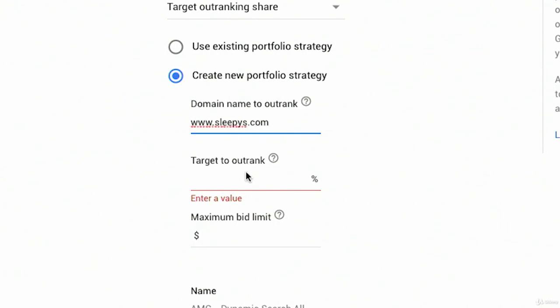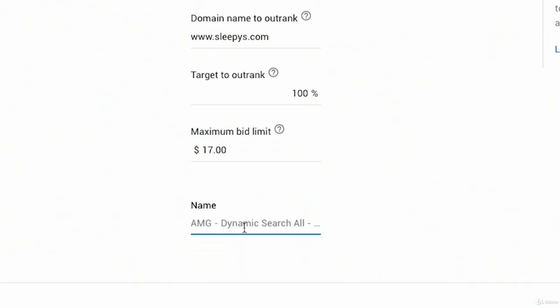sleepies.com, and my target to outrank, remember we said you could choose 80%, 70%, but we're going to double down on our efforts and choose 100%, and I could choose a maximum bid limit, the most I want to pay for a click. So let's say that's $17. If I don't want to ever pay more, then I would name this. In order to save this strategy, when it comes to certain types of bidding strategies, you actually have to save it as what Google calls a portfolio bidding strategy.